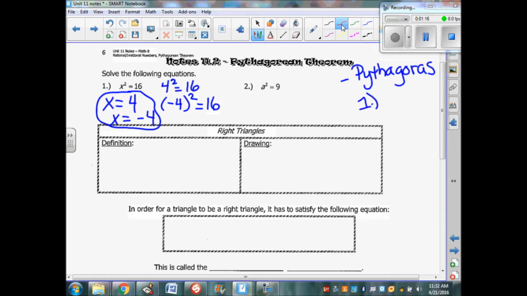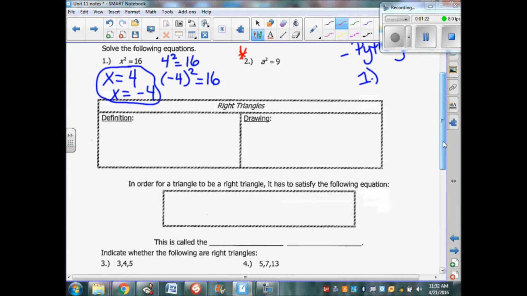So let's do the same thing with number 2. I want you to come into class with number 2 done, just like number 1.